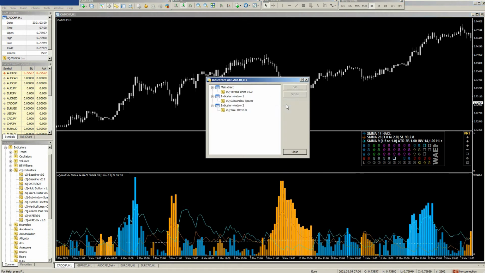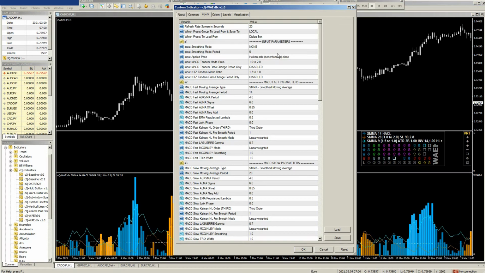Now, I guess I should show you the dialog box. This is just the refresh rate for calculating the indicator. If you're on the daily chart, 20 seconds is no big deal. You can go all the way down to 1 second. The next setting is which preset group to load from and save to.